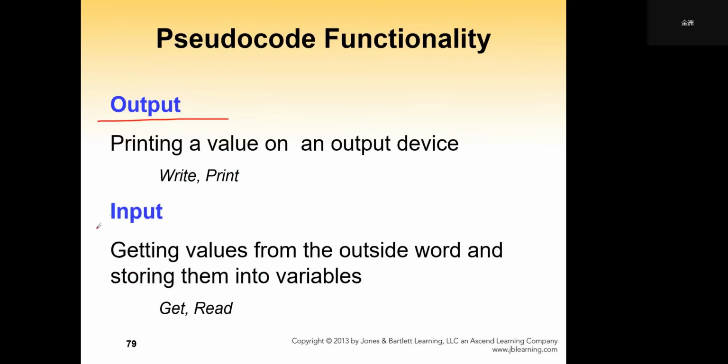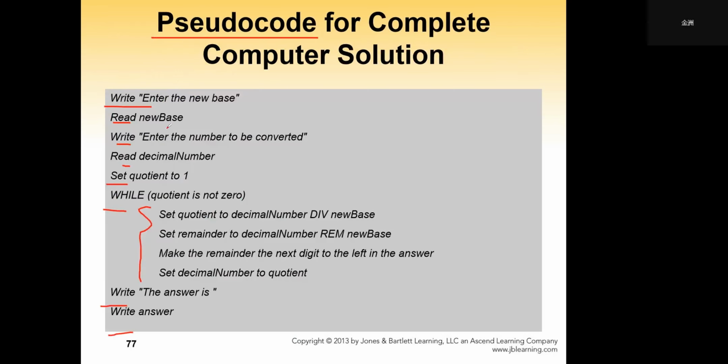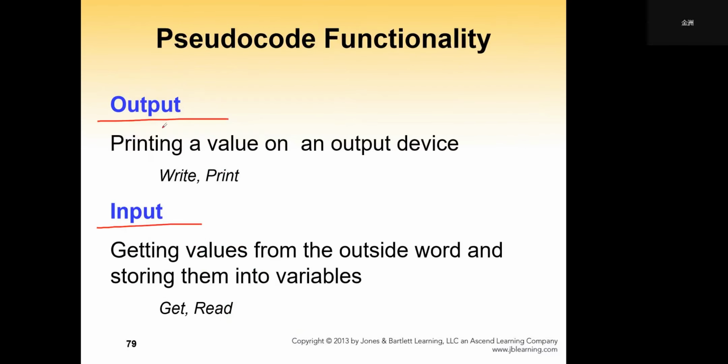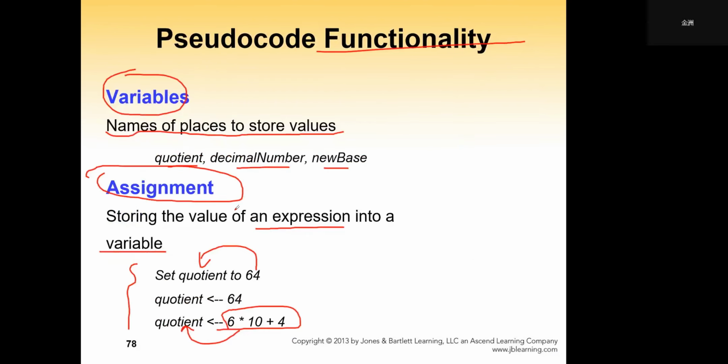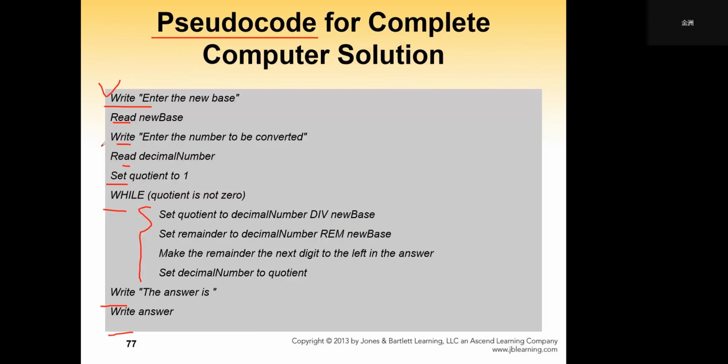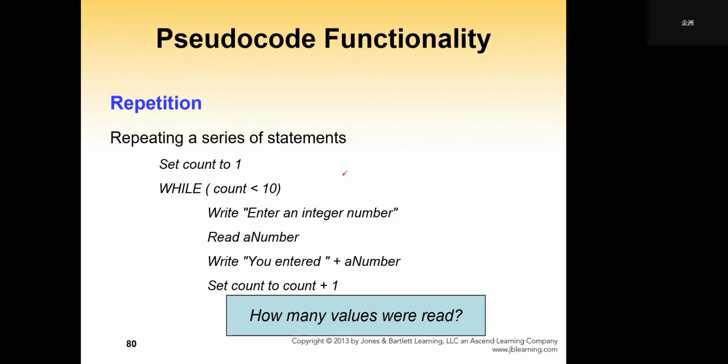And then we include the output and input. Like we use write or print, and we use get or read for output and input. That is, we print a value on the output, or we get a value from outside and store it into a variable. It's like here we write or print and read, or get. We can use different ones to represent the input and output in the pseudocode.